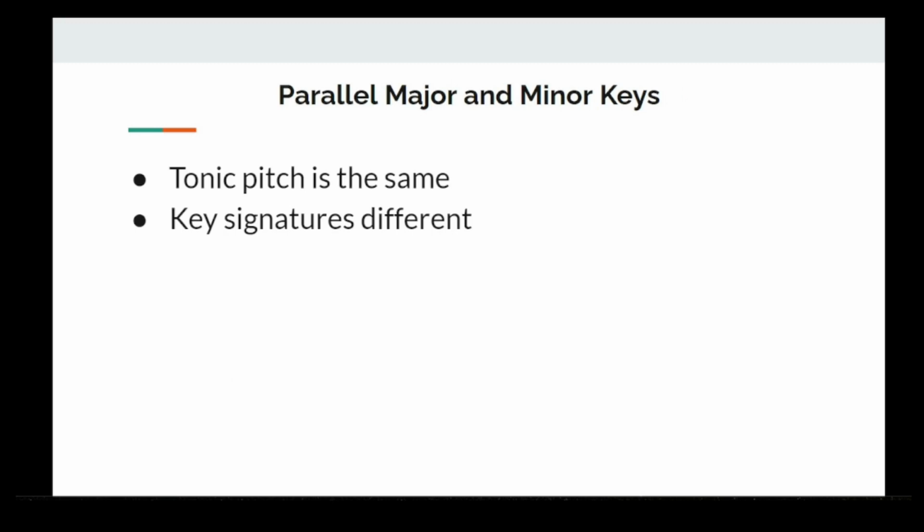When looking at parallel major and minor keys, one of the main things is that the tonic pitch, the pitch on which the key is based, is the same for both of the keys. While the tonic pitch is the same for both keys, the key signature will be different.